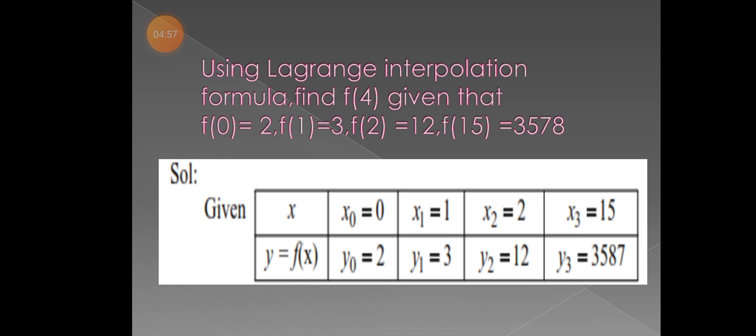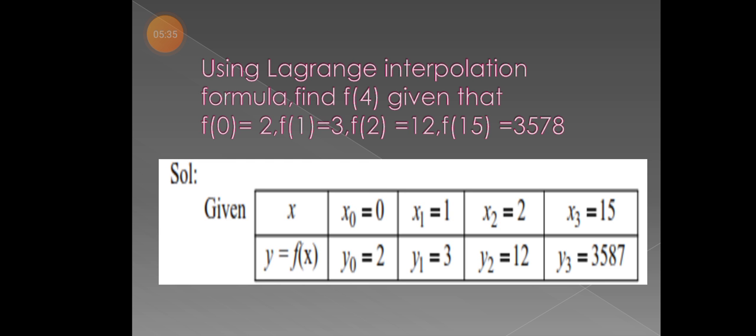Now we are seeing the formula in use. Using Lagrange's interpolation formula, this is the question they have given: find f of 4, given that f of 0 equals 2, f of 1 equals 3, f of 2 equals 12, f of 15 equals 3578. Using the Lagrange interpolation formula we have to find f of 4. See, f of a value means the value in the bracket is the x value. That's why they have given other values instead of x.